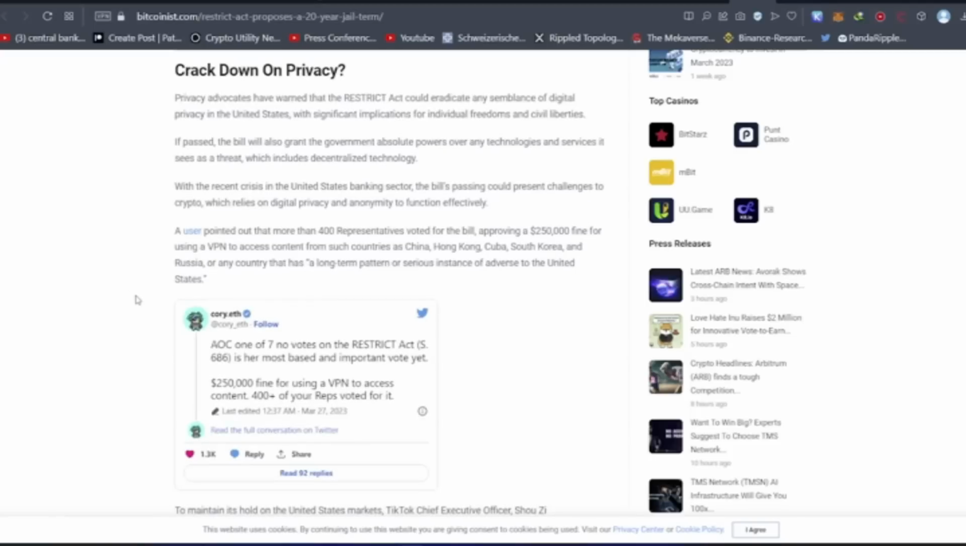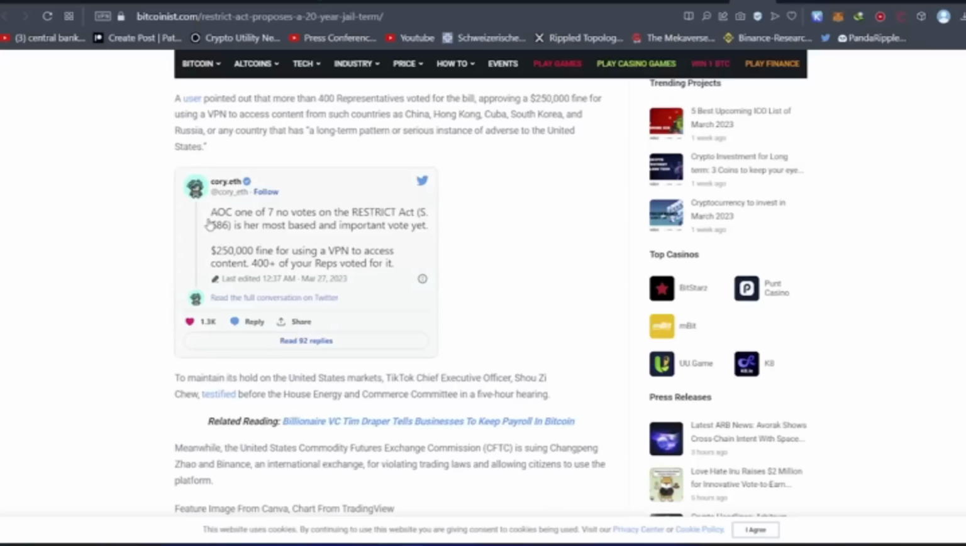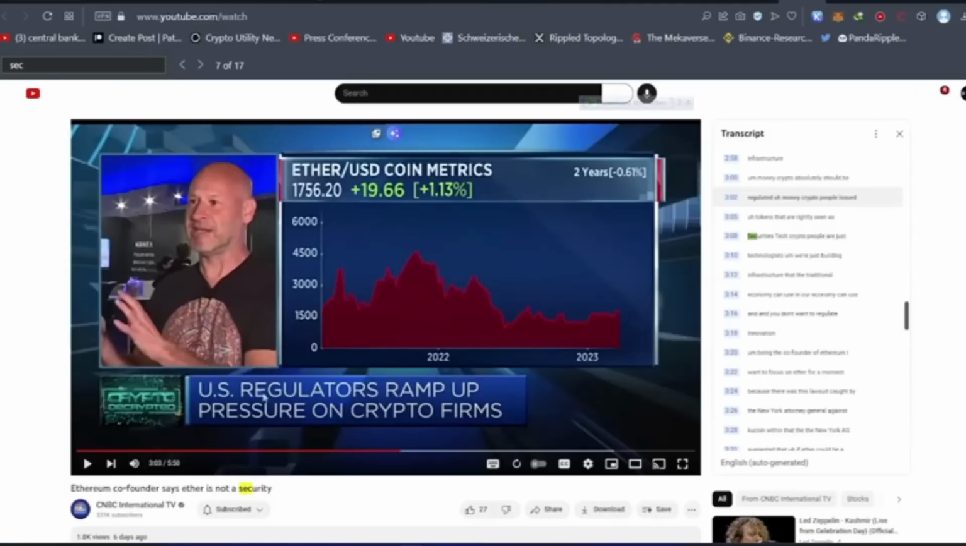This is going to have problems. AOC is just one of 7 no votes for the Restrict Act. So say what you want about politicians, right? AOC actually voted against this. So that tells you just what exactly we're facing. So the majority are voting for the Restrict Act, which can give you 20 years in prison just for using a VPN and downloading TikTok.